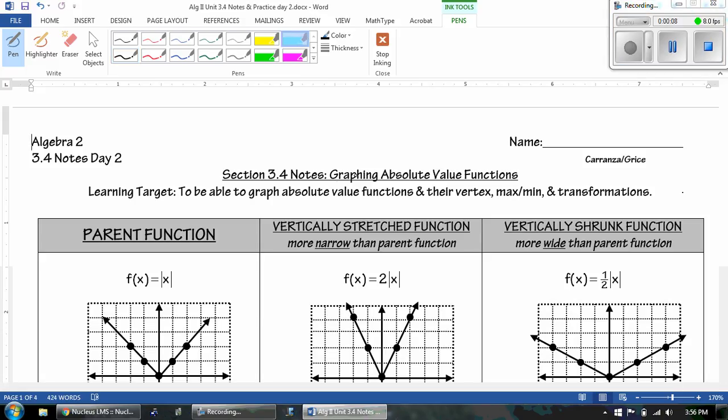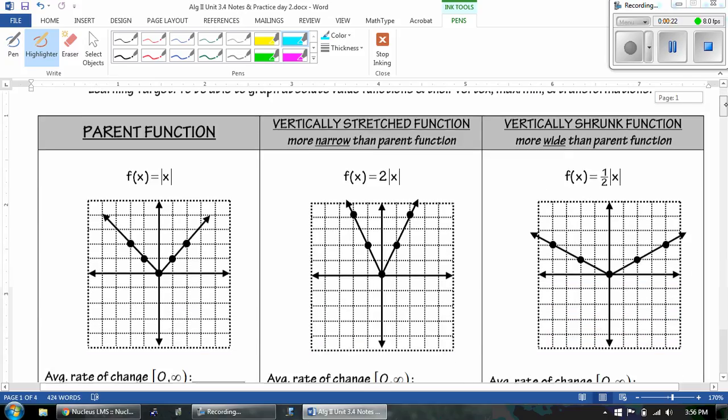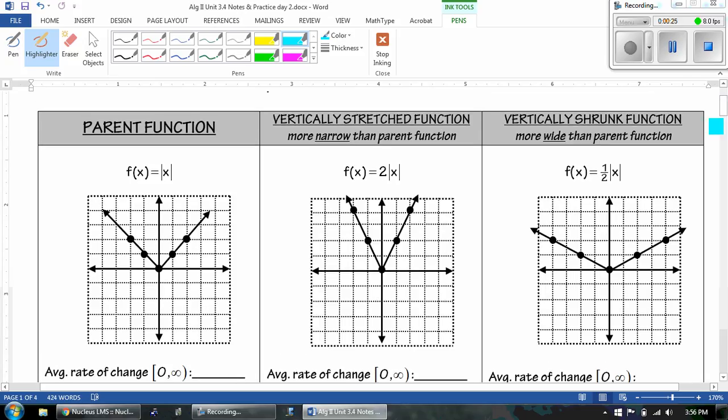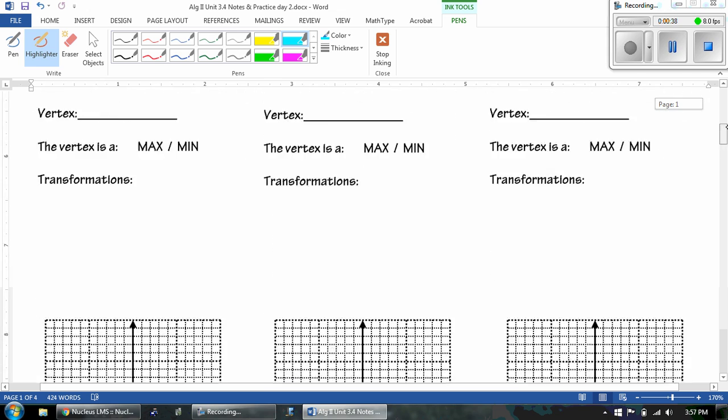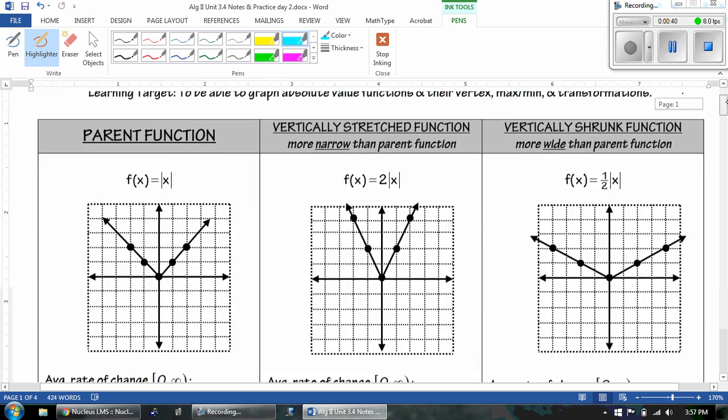Today we're going to be talking about graphing absolute value functions. Our learning target today is to be able to graph absolute value functions and their vertex, max and min, and transformations. So today we're going to be talking about more different types of vertical stretches, vertical shrinkage, when something is shrunk, looking at the average rate of change, and just more reflection type stuff. So let's go ahead and get started.